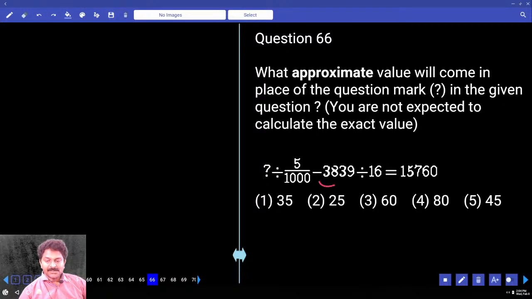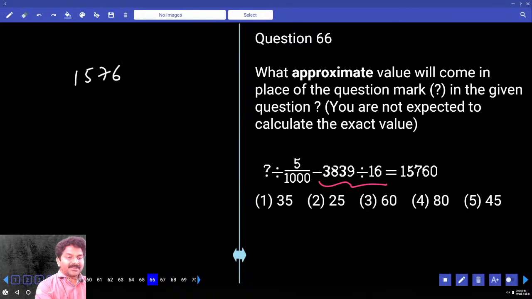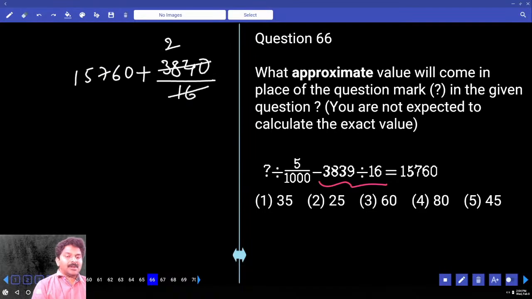Take this number to the right hand side. So it becomes 15,760 plus 3840 divided by 16. 16 twos, 4 times and then a 0. So total how much is this?